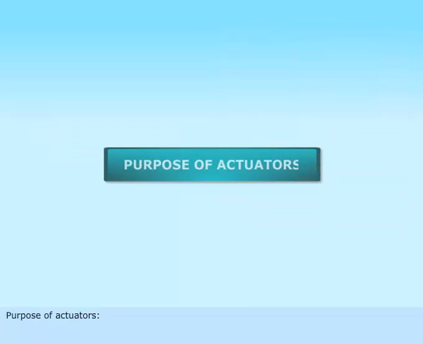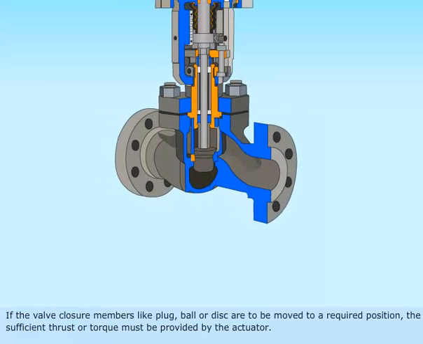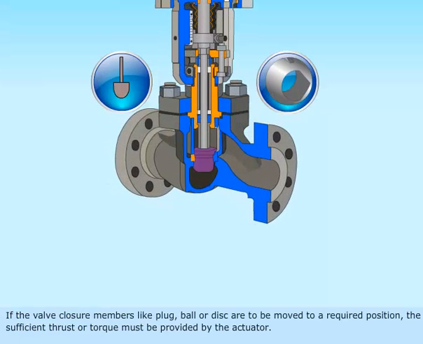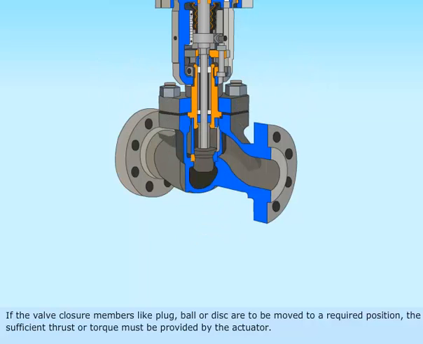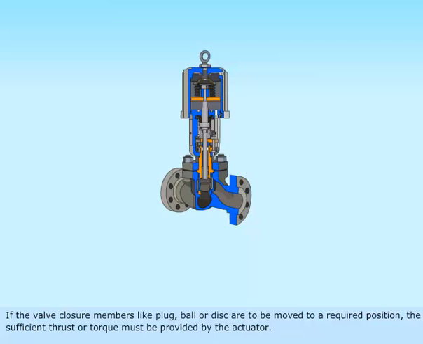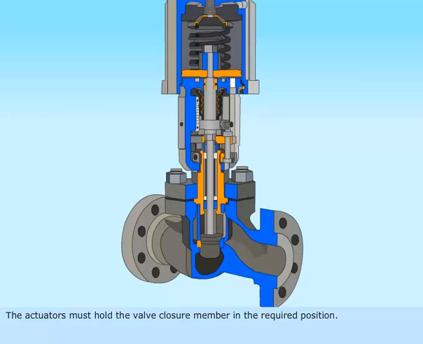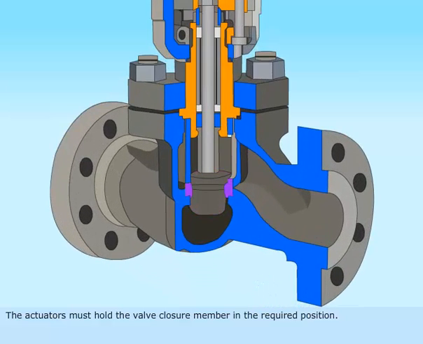Purpose of actuators. If the valve closure members, like plug, ball, or disc, are to be moved to a required position, the sufficient thrust or torque must be provided by the actuator. The actuators must hold the valve closure member in the required position.